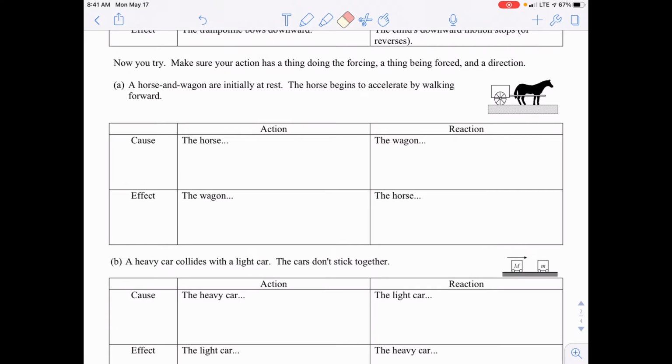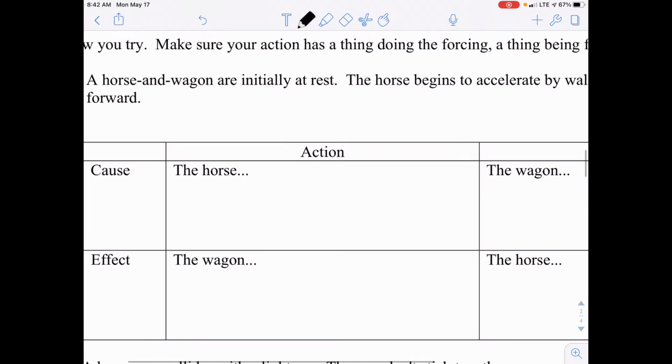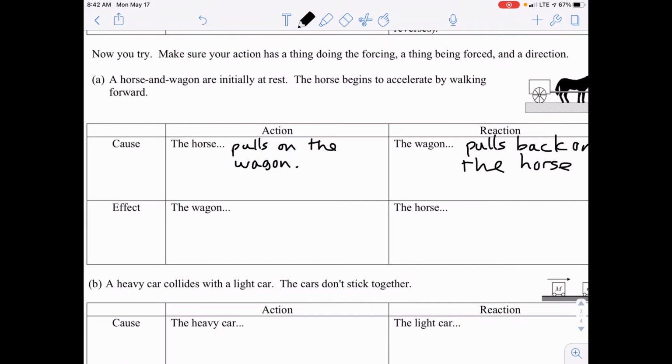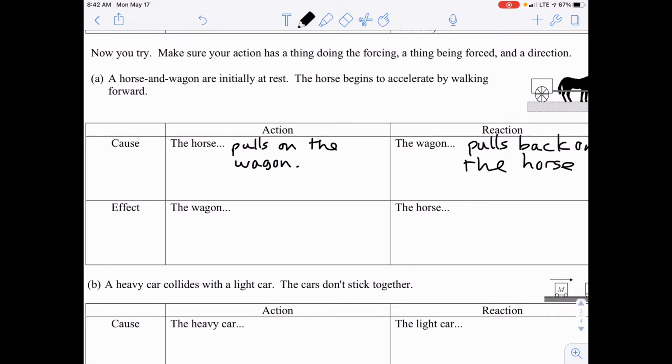What's the cause from the horse? The horse pulls on the wagon. The wagon pulls back on the horse. Let's go back to the action, the horse. The cause of the horse pulling on the wagon means that the wagon begins to move forward.